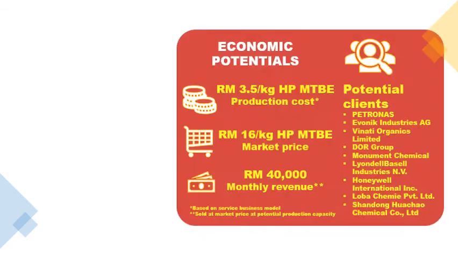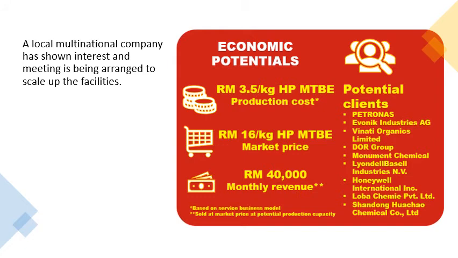Based on the operation potentials, we calculate the production cost of high-purity MTBE and its monthly revenue. The production cost is estimated around 3.5 ringgit per kilogram. With market price around 16 ringgit per kilogram, it is estimated we were able to have monthly revenue of 40,000 ringgit, almost $500,000 annually. Recently, a local multinational company has shown interest in our work and a meeting is being arranged to scale up the facilities.